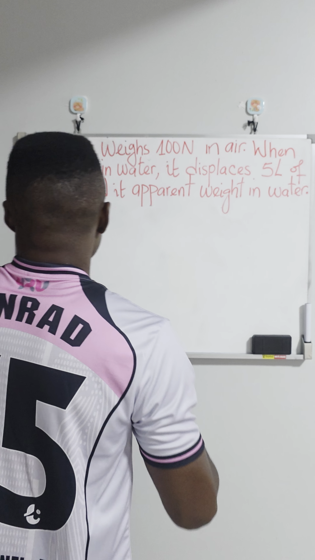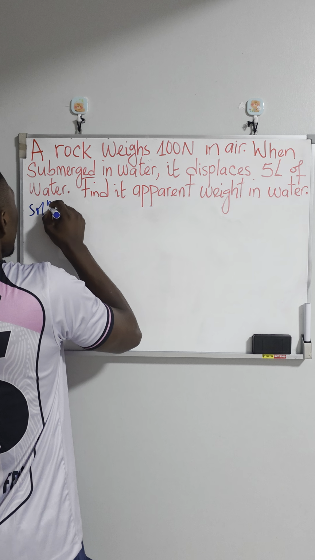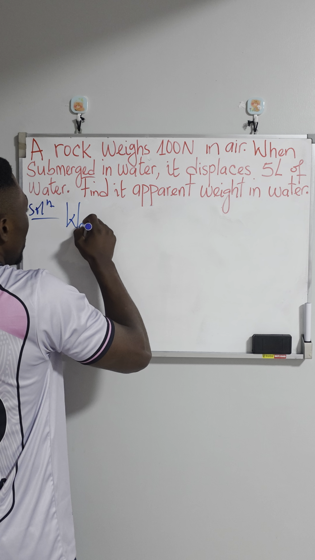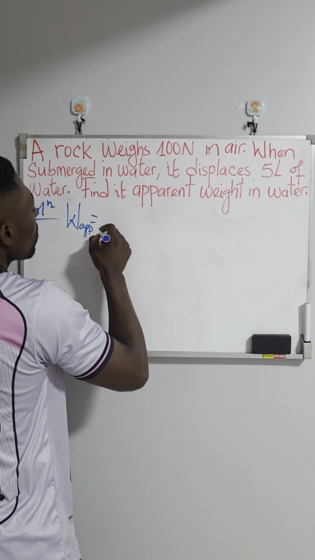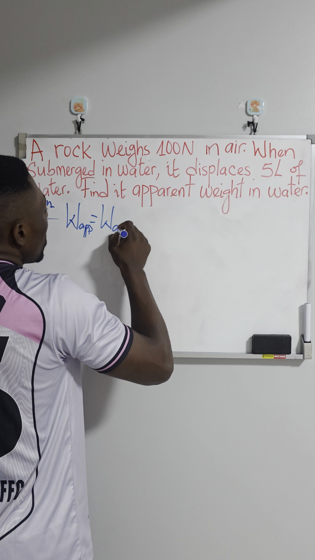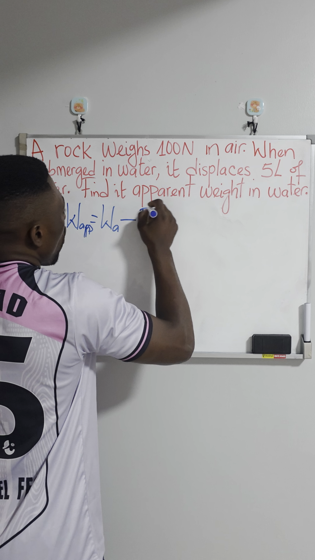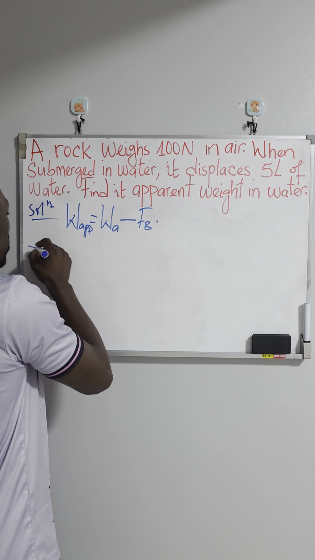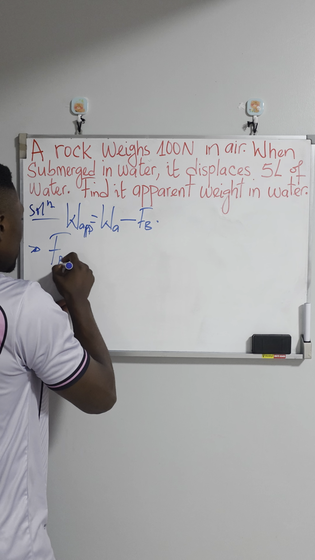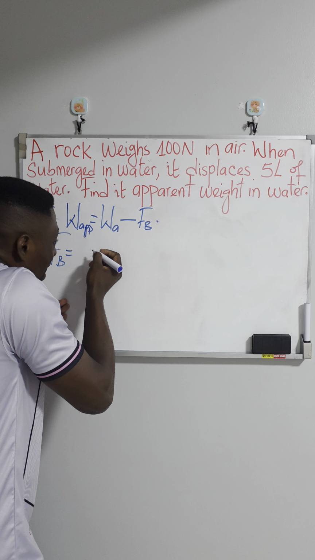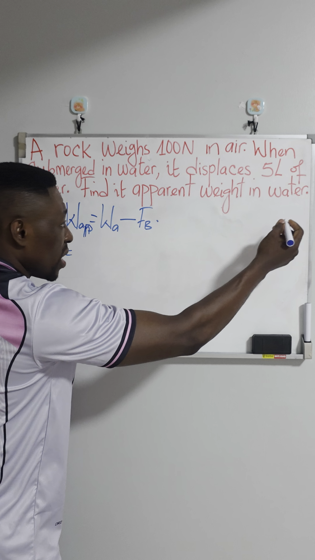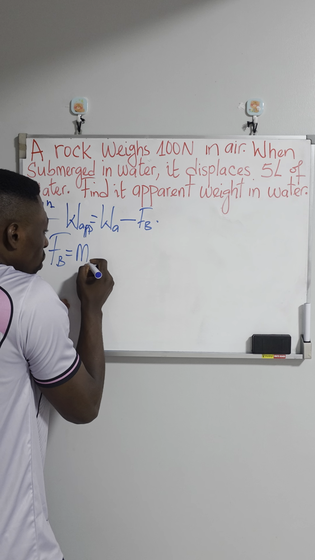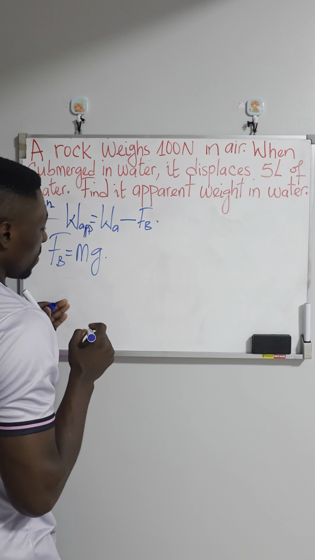Follow me, dear friends. Solution. The most relevant formula to calculating this is apparent weight, W_app, is given by the weight in air minus the buoyant force. So how do we calculate the buoyant force? By definition, buoyant force is given by the weight of the displaced liquid, in this case, which is water. So it will be the mass of the displaced water times the acceleration due to gravity.